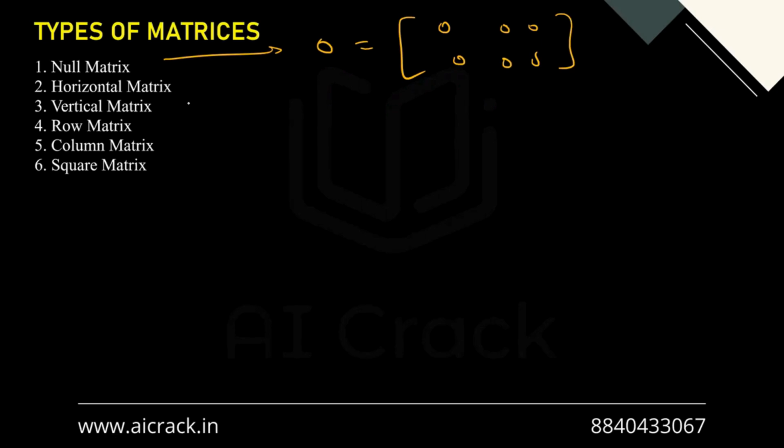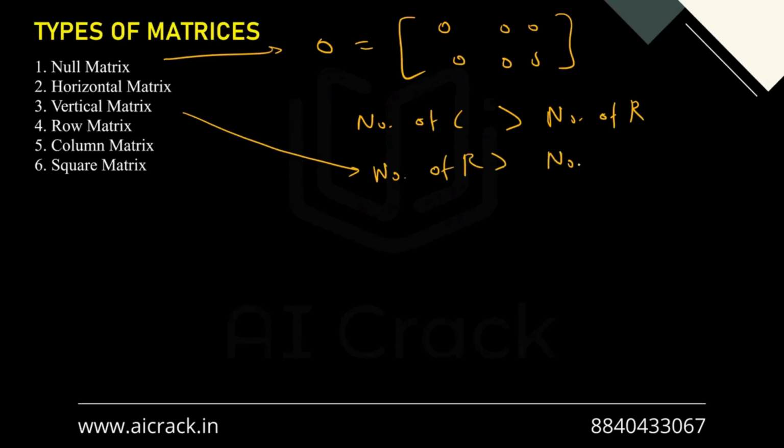Now, if we talk about the horizontal matrix, we can understand with the help of the name that horizontal means in the horizontal direction. So basically that means the number of columns is greater than the number of rows. In the case of a horizontal matrix, the number of columns is greater than the number of rows. And similarly, in the case of a vertical matrix, the number of rows is greater than the number of columns. This is for the horizontal matrix, this is for the vertical matrix.